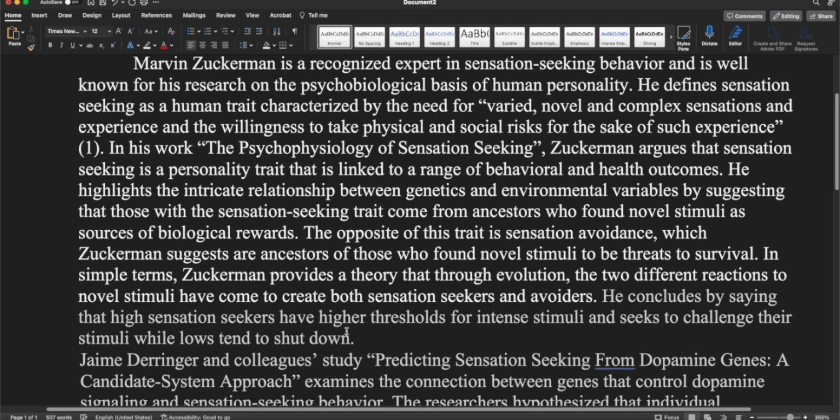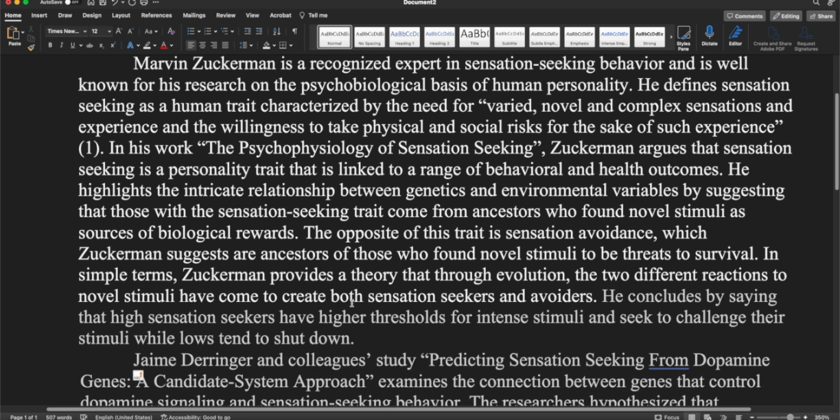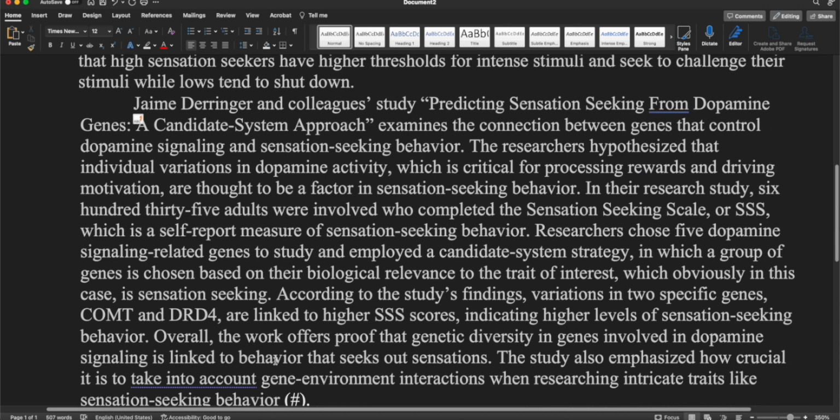He concludes by saying that high sensation seekers have higher thresholds for intense stimuli and seek to challenge their stimuli, while lows tend to shut down. What? Okay, I think I know what that means.